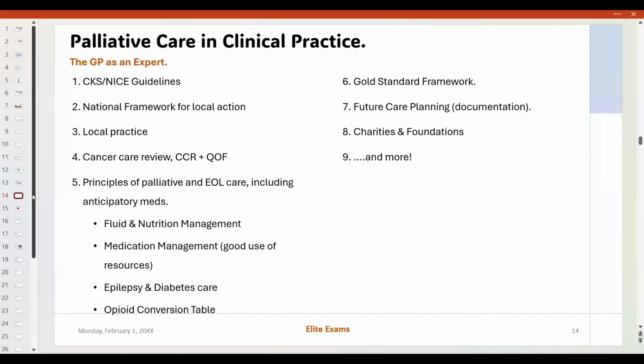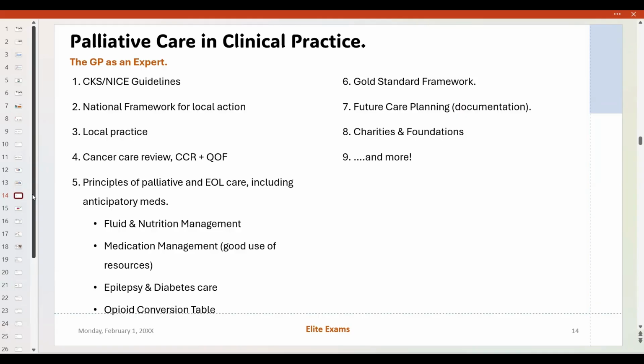So for you as ST3s who are in the final phase of your training and preparing to be an independent doctor, what kind of resources do you have available to help you manage patients effectively, or to improve your knowledge in palliative care, or to get that extra help if you have a patient you're struggling with?